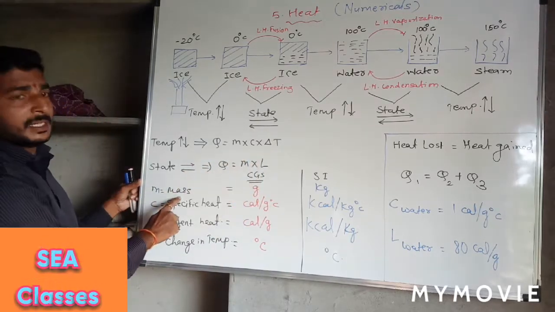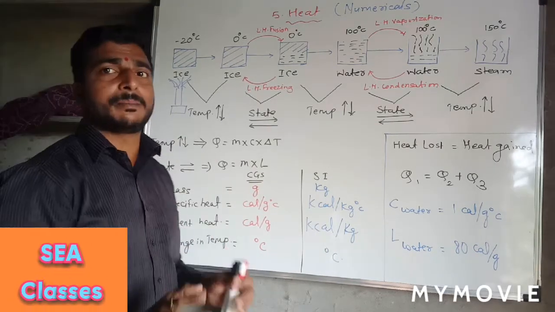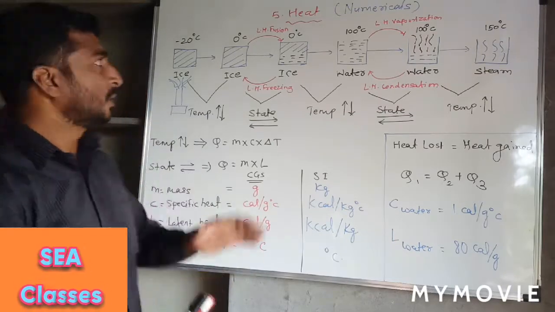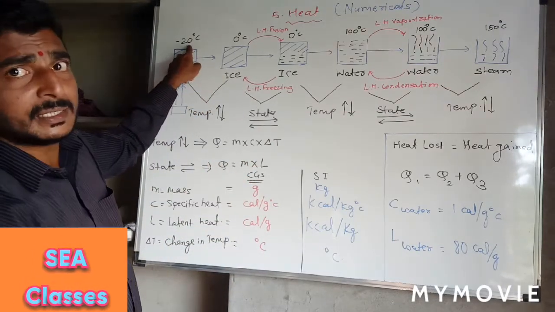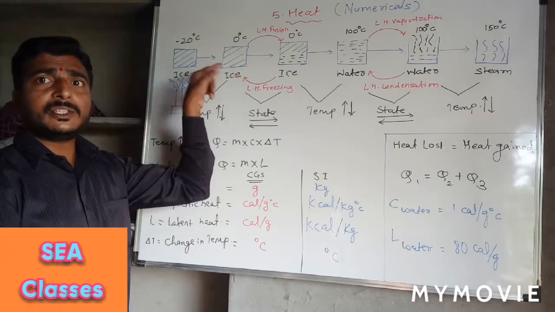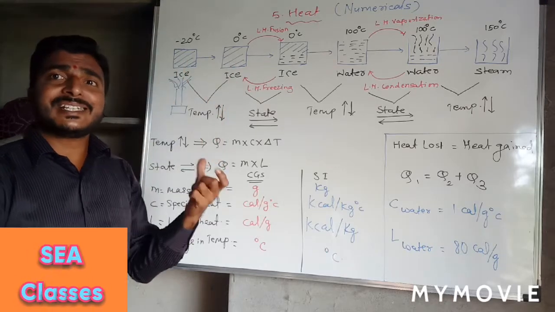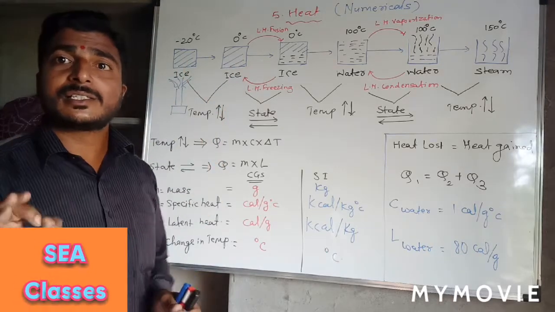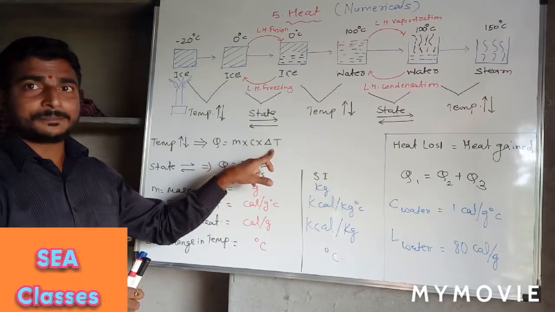M is what? It is the mass. C is what? Specific heat. And delta T is what? Change in the temperature, that is the difference in the temperature. So now what is the change in the temperature in this stage? You will see it was minus 20, so now it has become 0. So which is greater, minus 20 or 0? 0 minus 20 you have to do. So what is the change in the temperature? 20 degrees Celsius, that means delta T at this stage is 20 degrees.